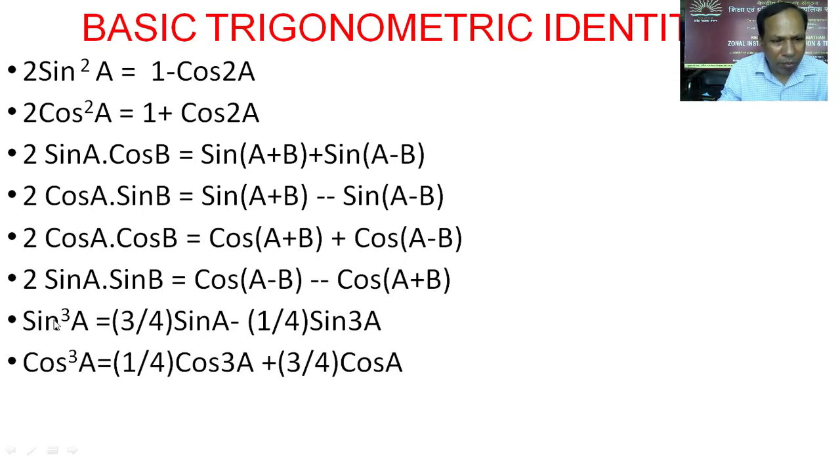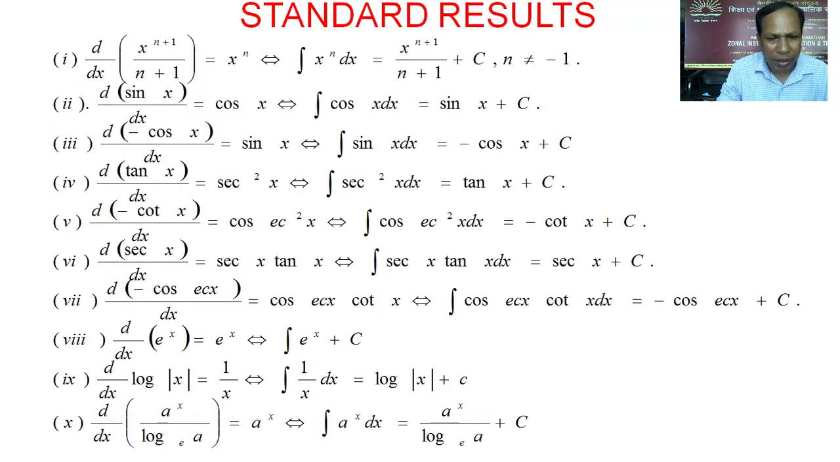And from the formula of sin 3A and cos 3A, we can derive sin cube A is equal to 3 by 4 sin A minus 1 by 4 sin 3A, and cos cube A is equal to 1 by 4 cos 3A plus 3 by 4 cos A.